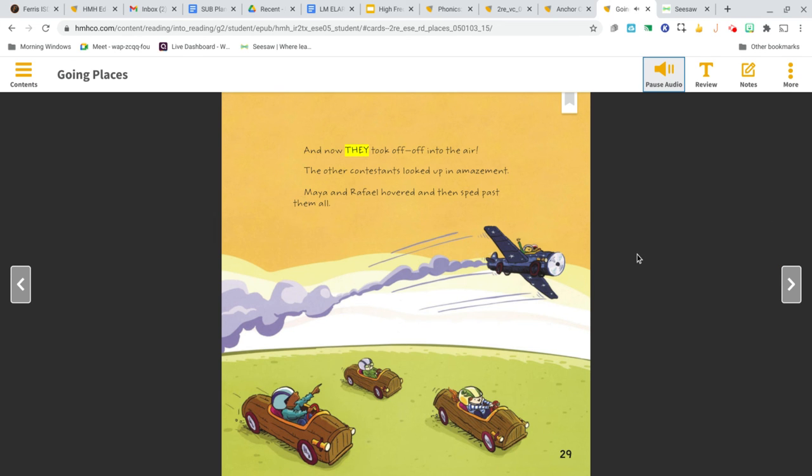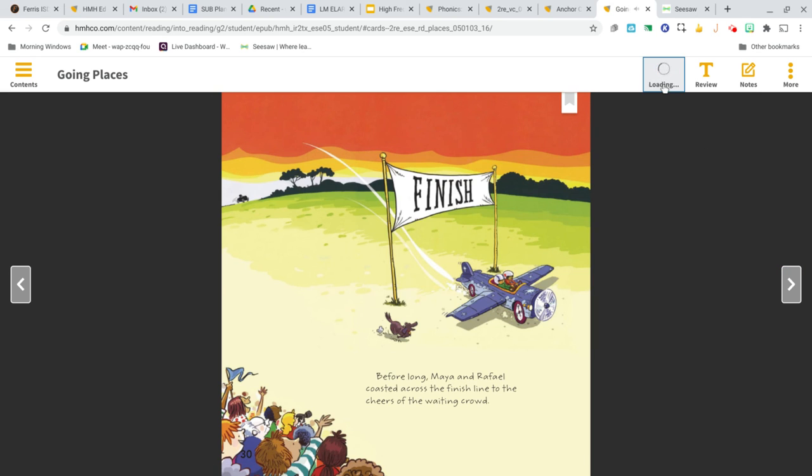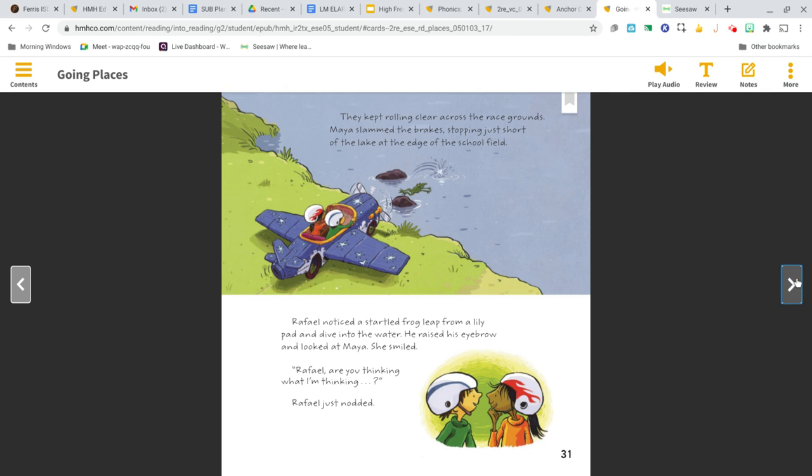And now they took off into the air. The other contestants looked up in amazement. Maya and Raphael hovered and then sped past them all. Before long, Maya and Raphael coasted across the finish line to the cheers of the waiting crowd. They kept rolling clear across the race grounds. Maya slammed the brakes, stopping just short of the lake at the edge of the school field.